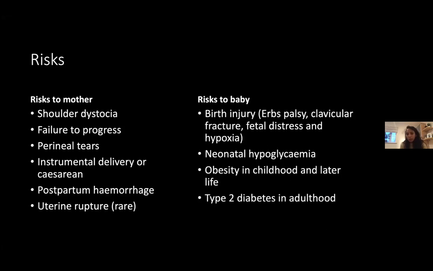and hypoxia, neonatal hypoglycemia, obesity, and diabetes as an adult as well.